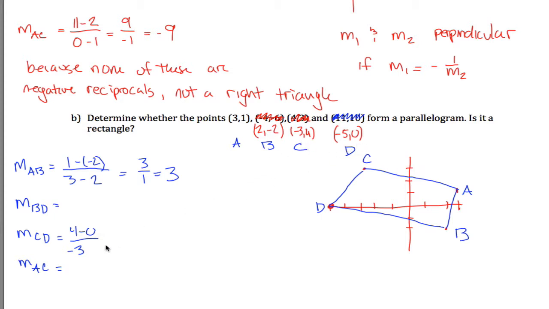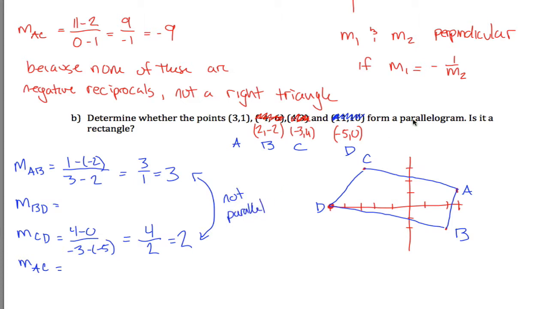This one is negative 5. So 4 minus 0 is 4. Negative 3 minus negative 5 is the same as negative 3 plus 5, which is 2. I get a slope of 2. These are not the same, so these are not parallel.